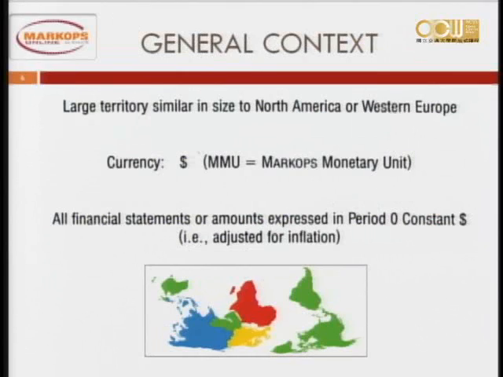Then I think this is chapter 2. This is just a market, all right? It's just a market, the same size as North America or Western Europe, and there's their own money. Don't worry, they call it mu, right? It doesn't matter anyway. And the financial statement amount is in period 0. So you're going to receive the file starting from period 0. Anyway, this just gives you an idea. This is just a regular market, very big, very mature and very competitive.